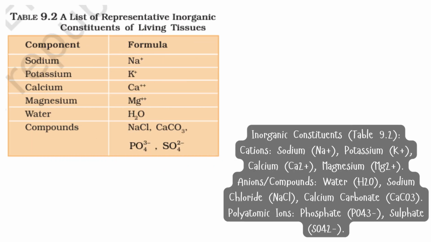In Table 9.2, NCERT categorizes the inorganic constituents found in living tissues. These include monoatomic cations like sodium, potassium, calcium, and magnesium, alongside molecules like water and sodium chloride. But notice that polyatomic inorganic ions like phosphate and sulfate are also present. NCERT specifies that these inorganic compounds are found within the acid-soluble pool of our initial filtration. This is a very common classification trap.